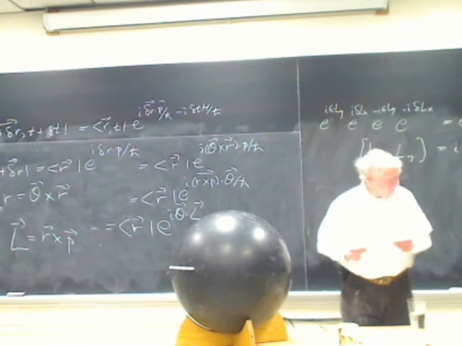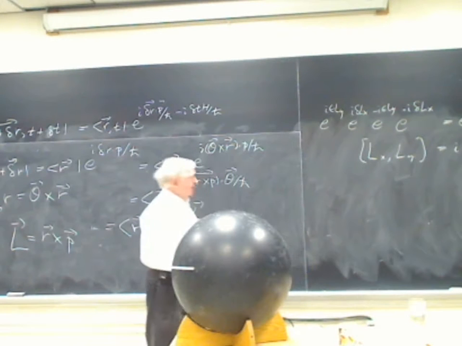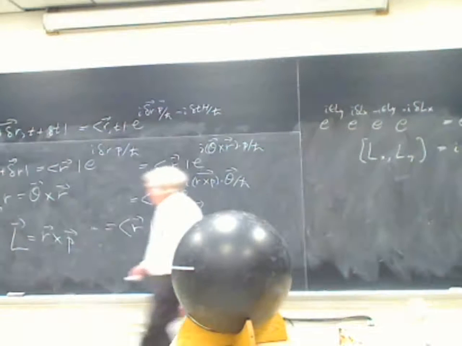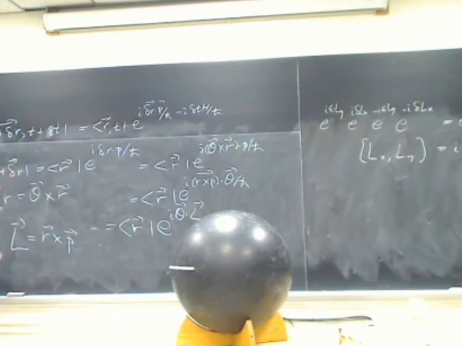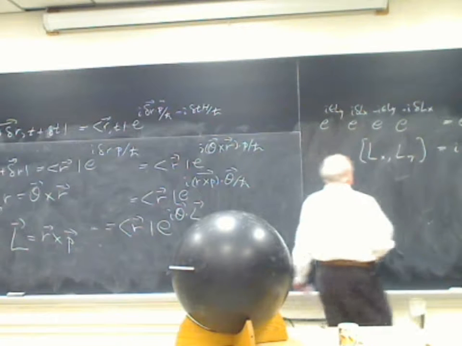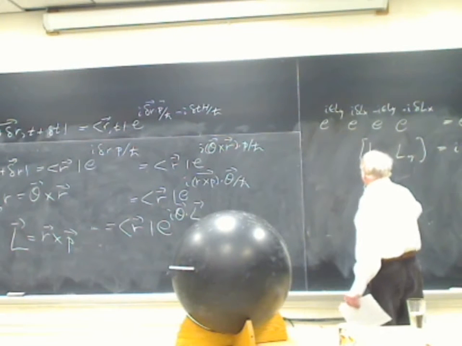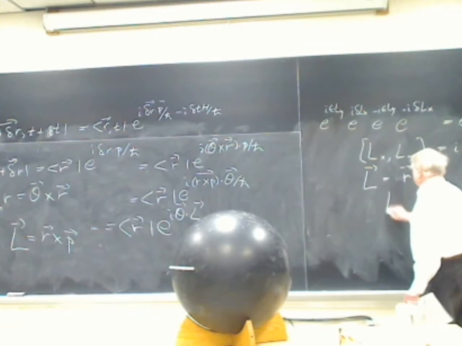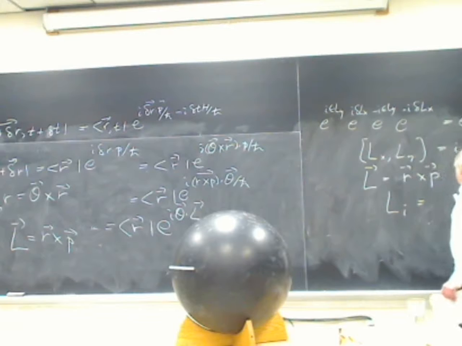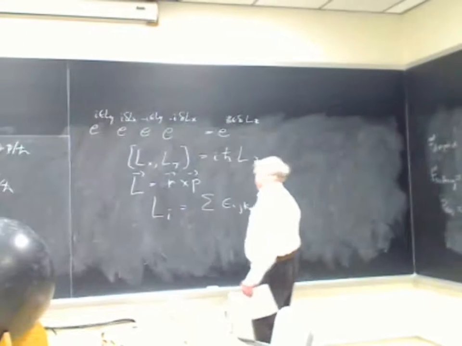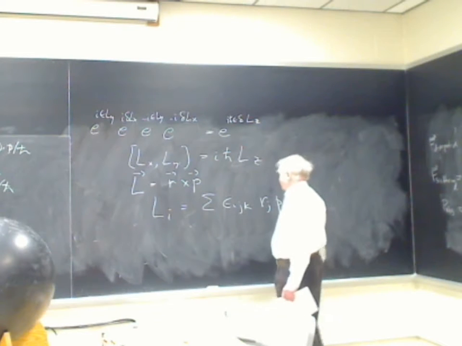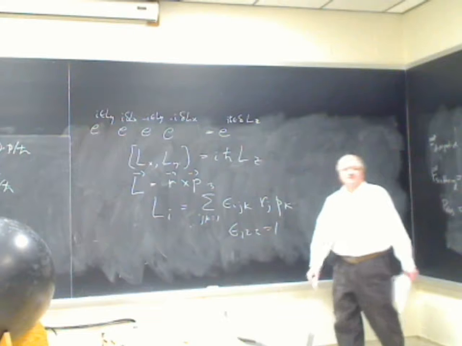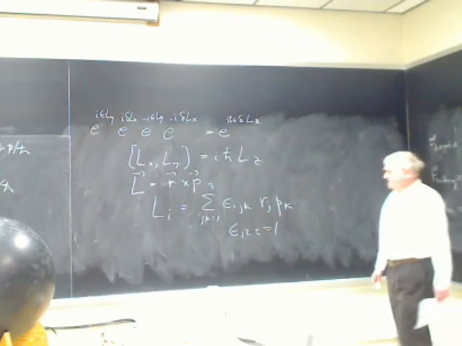All right, well, so this is the commutation we want, and these L's are Hermitian operators. In fact, L is just R cross P. P is Hermitian, as is R, so L is clearly Hermitian. We saw last time that if L was R cross P, then L sub i is a sum of epsilon ijk rj pk, where we're summing over j and k from 1 to 3, and this epsilon 1, 2, 3 is 1, and epsilon is totally anti-symmetric. It's called the Levi-Civita symbol.